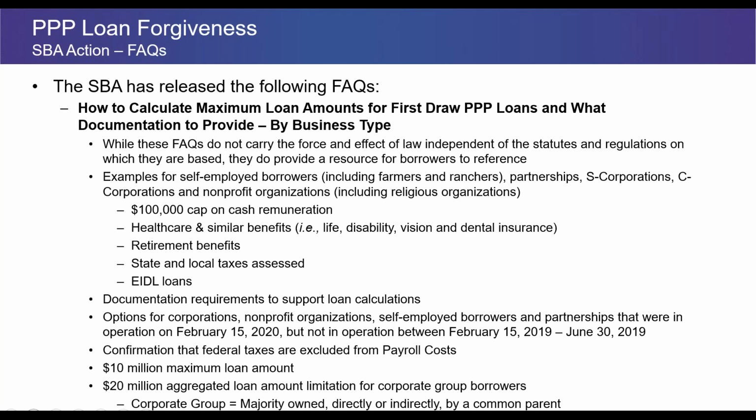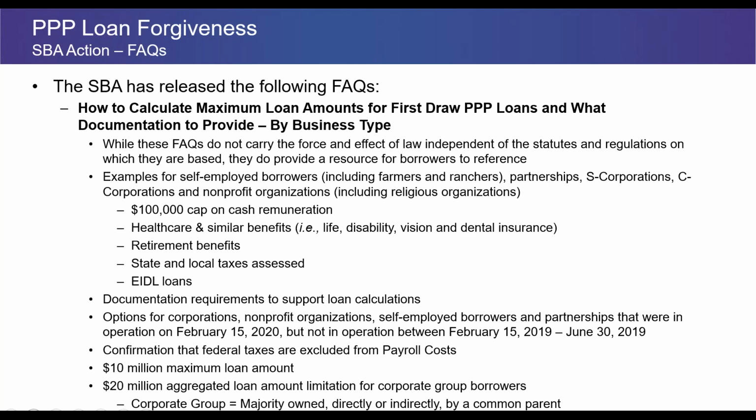It talks about the $100,000 cap on cash compensation, how you can include on top of that your health care and similar benefits, retirement benefits, which state and local taxes to include, and how, if you received an EIDL loan prior to, I think it was April 3rd, that impacts your loan balance.